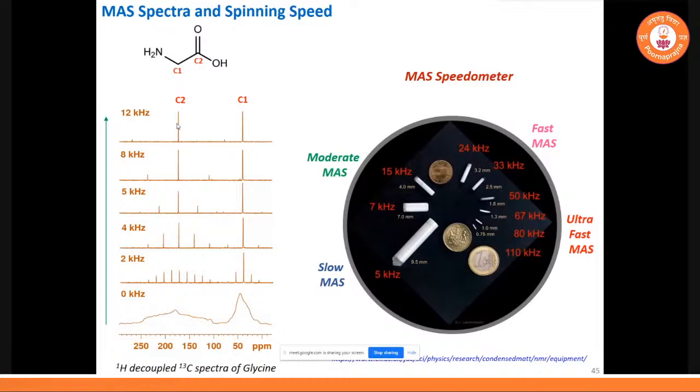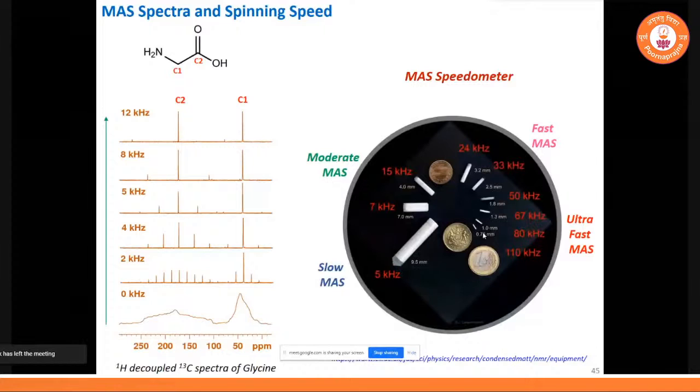Okay. Now, how fast do you have to spin the sample? That depends on your probe, what type of probe you have in your laboratory. If the diameter of your rotor is large, then your spinning speed will be low. As the diameter of your rotor decreases, your spin speed will increase. So 2 years back, we reached a spinning speed of 110 kilohertz. That means more than 1 lakh rotations per second. At such a high speed, when you spin the sample, the whole sample artificially thinks that it is in an isotropic environment. So that's how we get well-resolved lines.